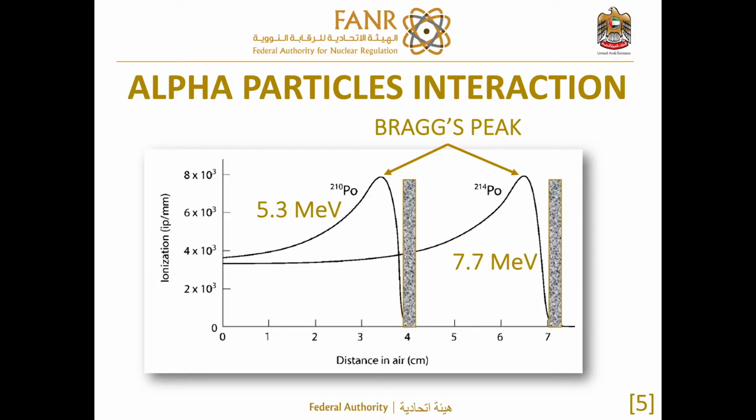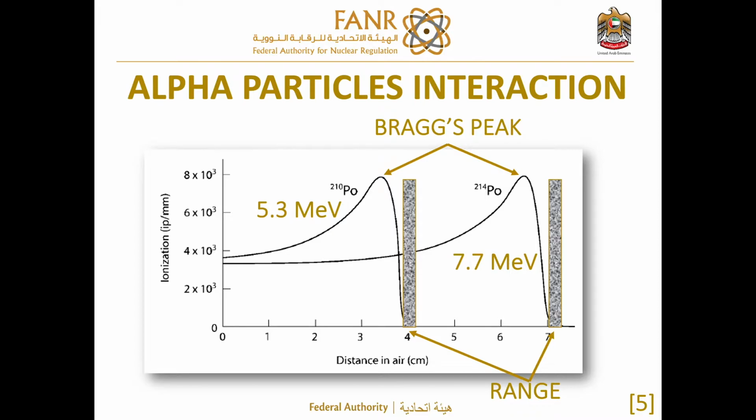In the case of alpha particles, the range is defined as the maximum distance an alpha particle can travel in a specific material. So, as you can see here, I imagined it like a wall. The first particle from the emission of polonium-210 cannot travel over, let's say, 4 centimeters in air. And the second particle of polonium-214 cannot travel beyond 7 centimeters in air.